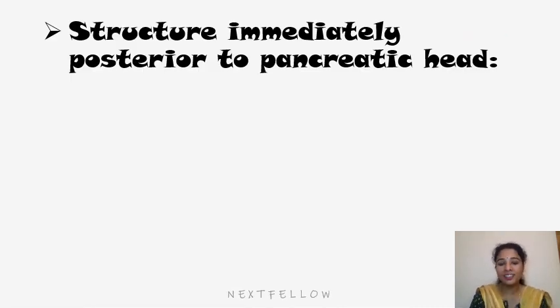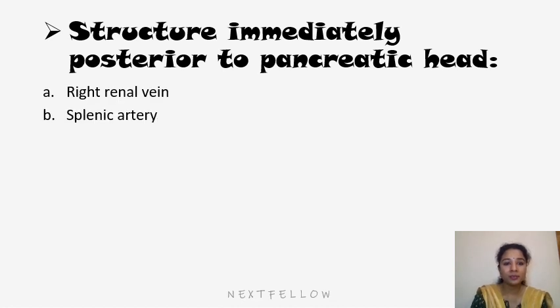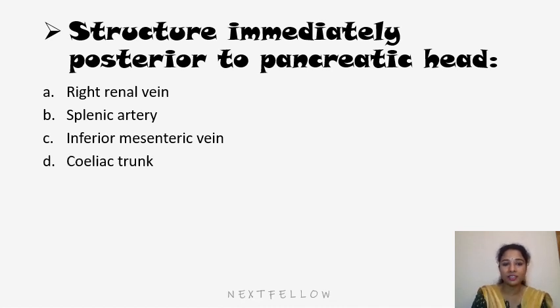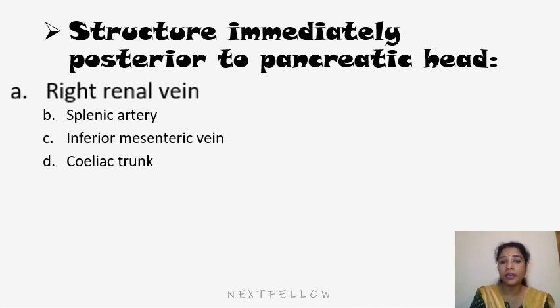Then let's see some MCQs. Which structure is immediately posterior to the pancreatic head? I hope you know the answer. Right renal vein, splenic artery, left mesenteric vein and celiac trunk. So obviously the answer is the right renal vein. The right and left renal veins, which drain into the inferior vena cava, lie behind the head of the pancreas. Remember that.